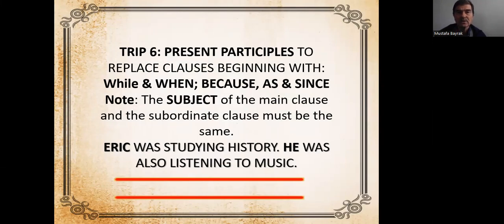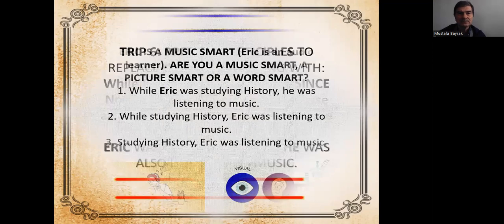As you know, verbals means the words that are derived from the verbs, but they are not verbs anymore. First of all, let's take a quick look at the infinitive and gerunds and then focus on present participles. Okay, let's see what they are.